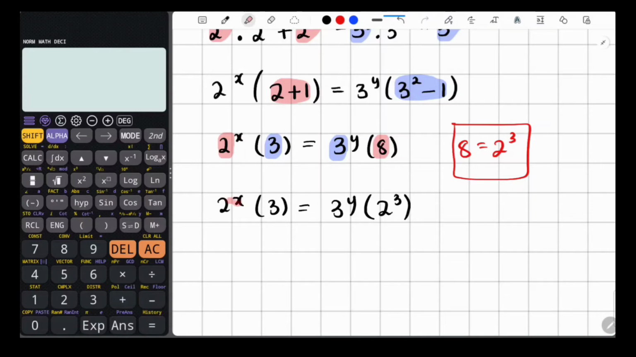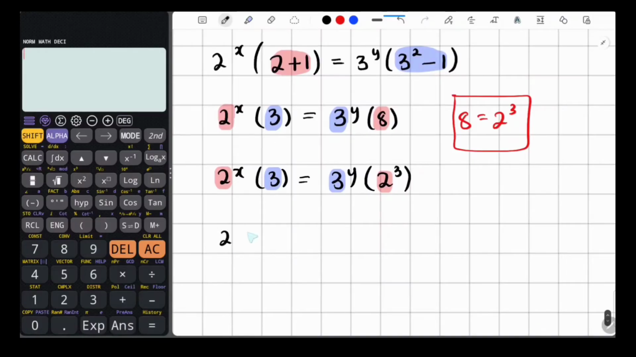And now this pattern is going as the base is 2, here the base is also 2, and here the base is 3, and the base is also 3. Remember, these things are being multiplied by each other. So they're saying 2 to the power of x multiplied by 3 is equal to 3 to the power of y, or let me actually put it in the same order. I'll put the 2 first. 2 to the power of 3 multiplied by 3 to the power of y.